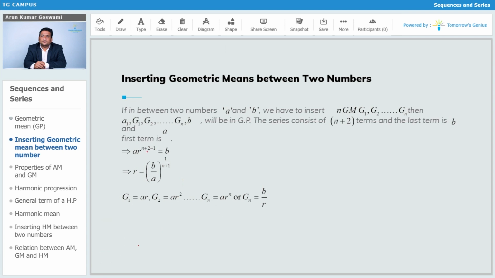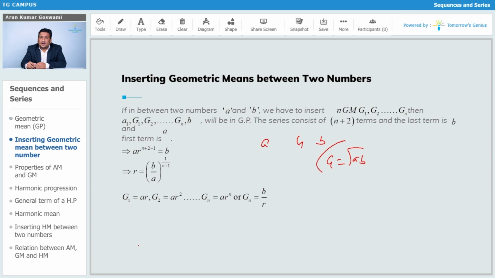Okay, let's talk about inserting geometric means between two numbers. Just now we have learned about geometric means. We have learned previously that between two numbers a and b, if G is the geometric mean, then G is nothing but the square root of ab.